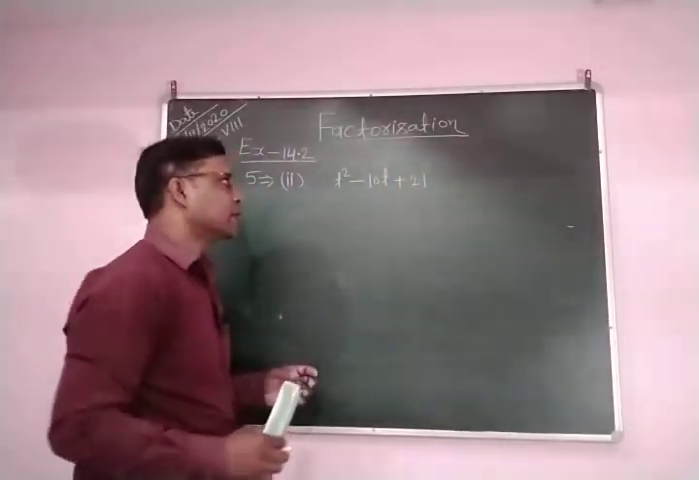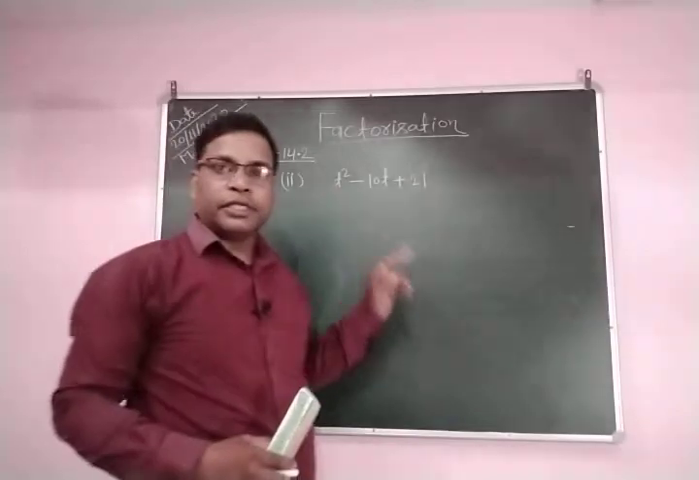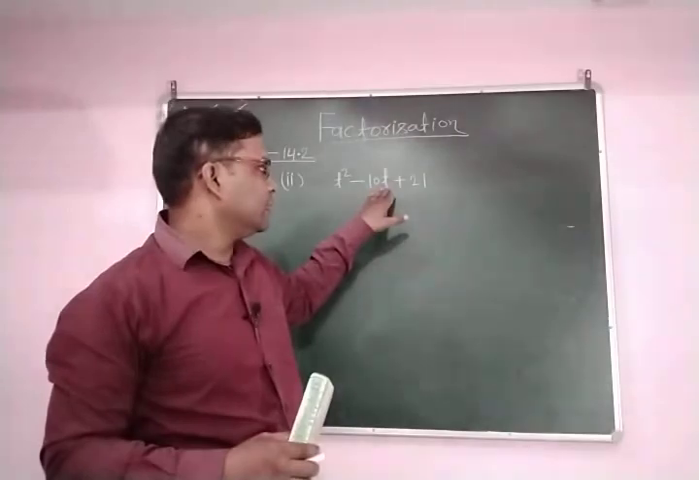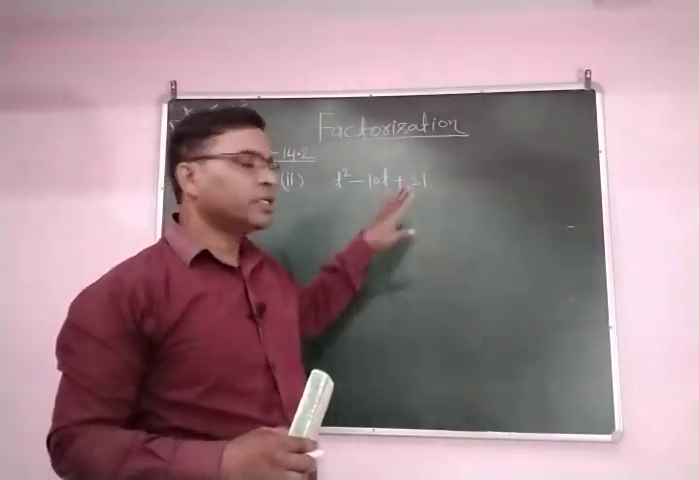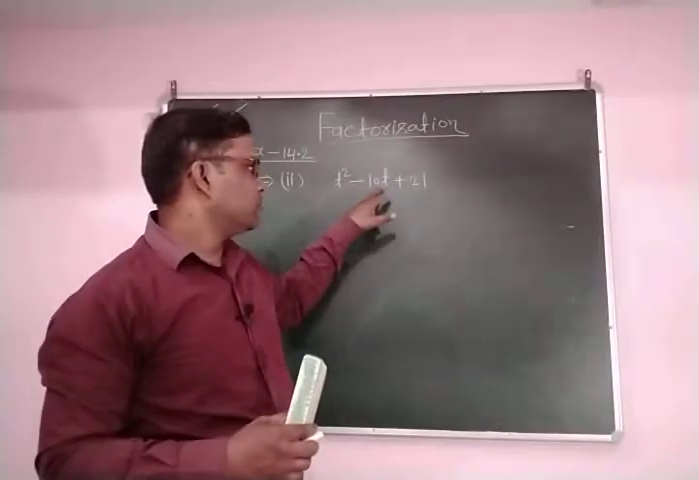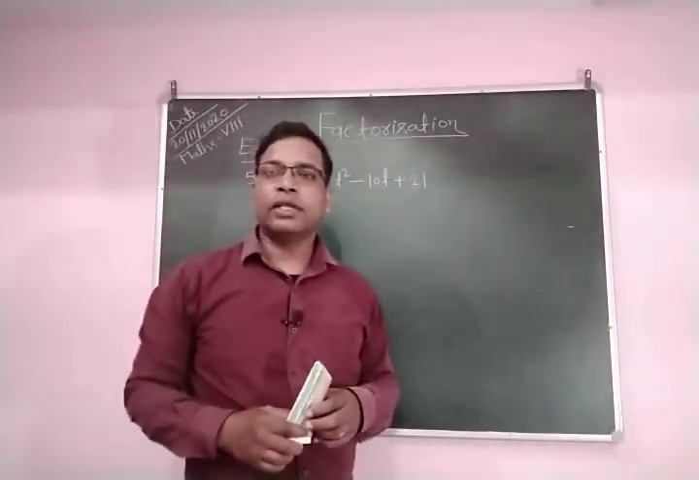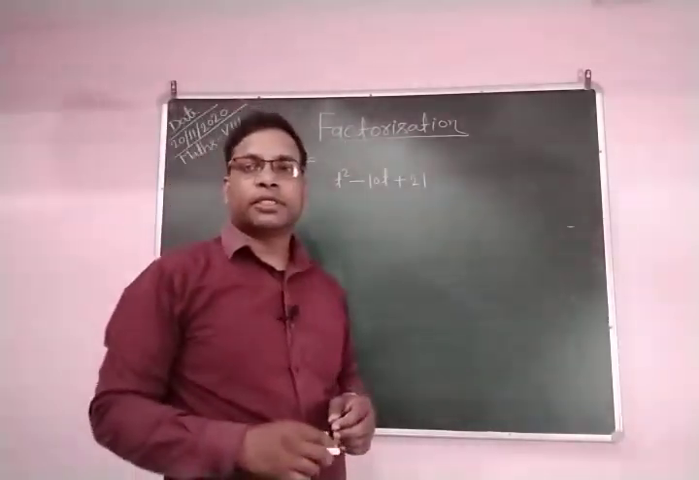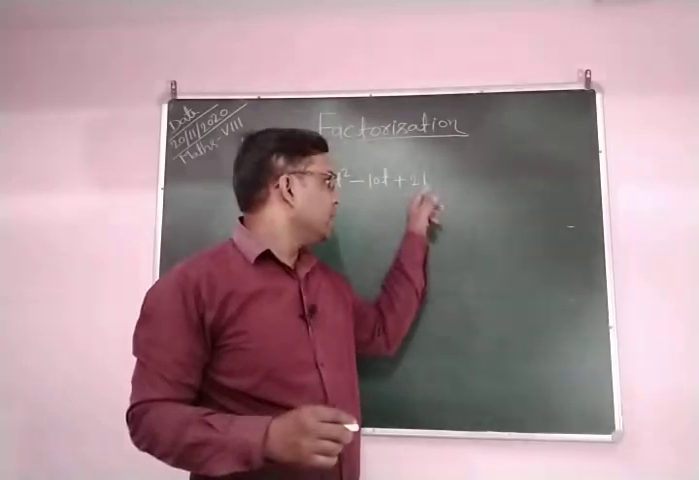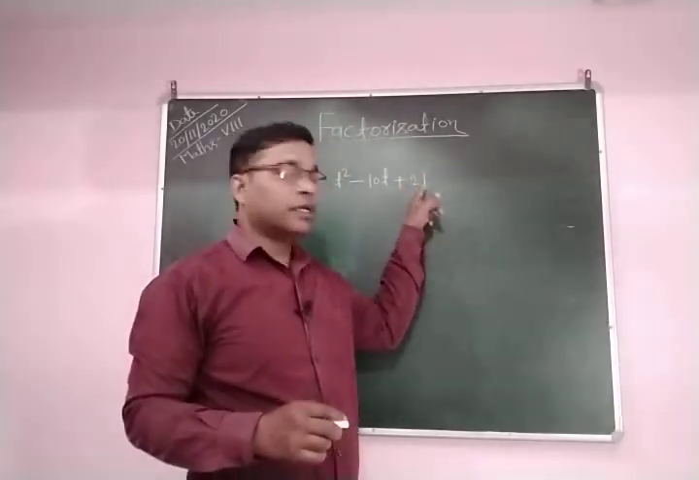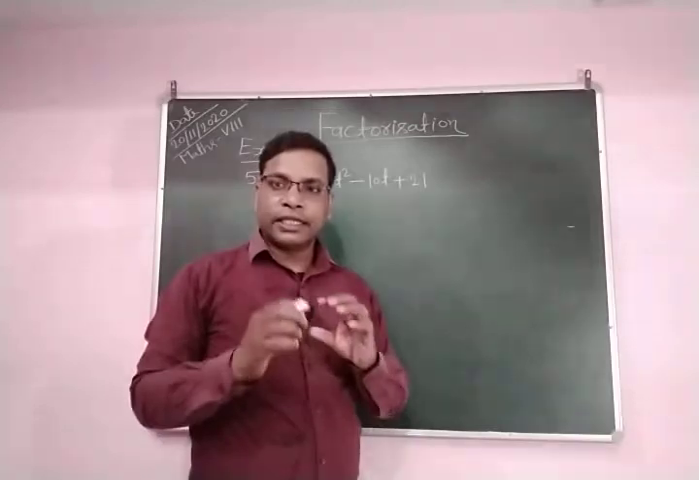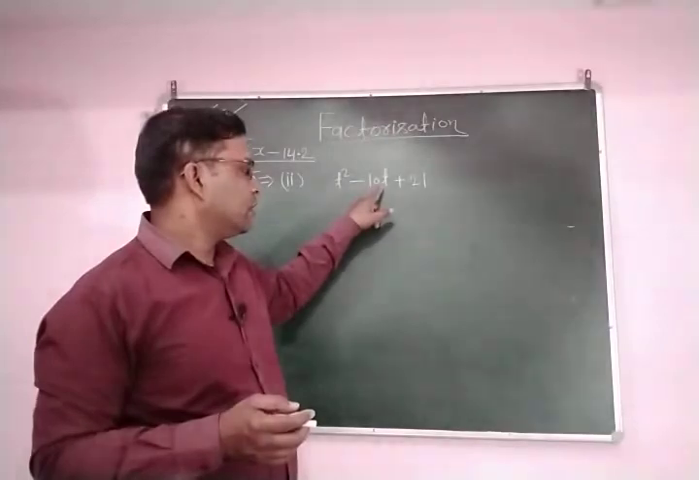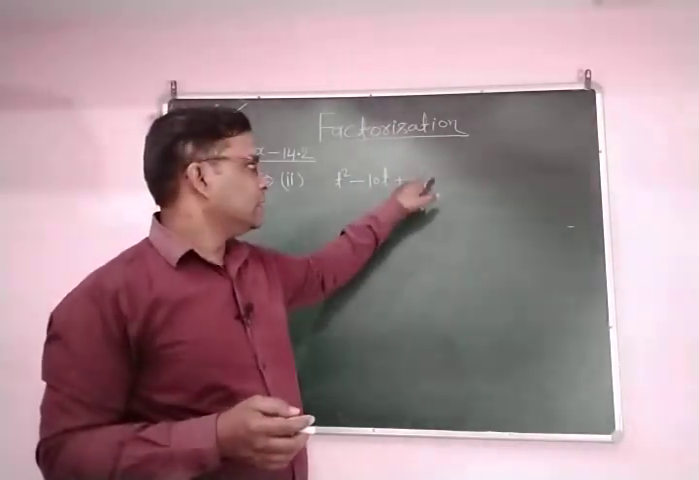Again you can see that in this expression the variable is t. Here we have 10t plus 21, so the constant term is 21 and the coefficient is 10. So how can we find the factors of this algebraic expression? For this, first we find the factors of 21 such that their sum is 10, because the coefficient of the variable is 10, and this is the constant term.